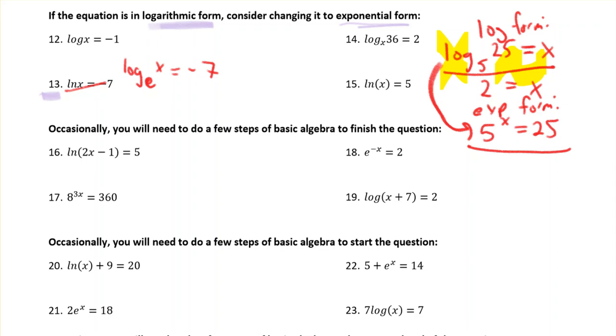So now let's do that over here. I can make the log part go away, as long as I switch the location of those. So that would be e to the -7 equals x, and that would be our answer there.